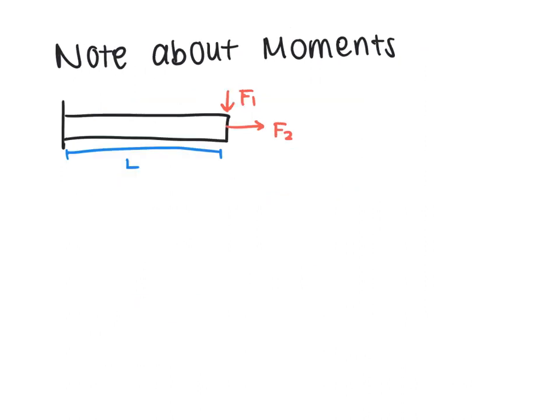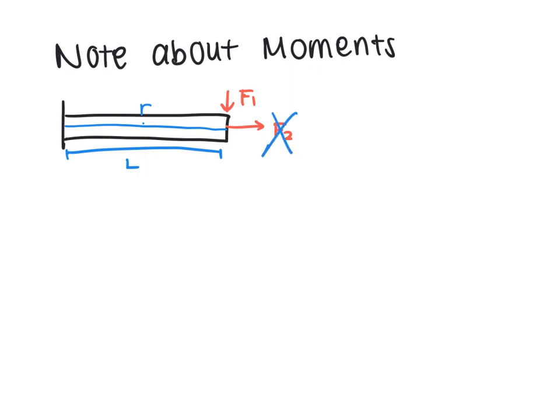I have a couple notes about moments. Moments are just another word for torque. We might have worded it differently, but it is exactly what torque is. So for this example, there's F1 and F2, and only one of these will create a moment. If you think about it, a moment is going to be whatever is perpendicular to your radius. As we learned in torque, a force needs a perpendicular component. If this is our radius, F2 will not create a moment.